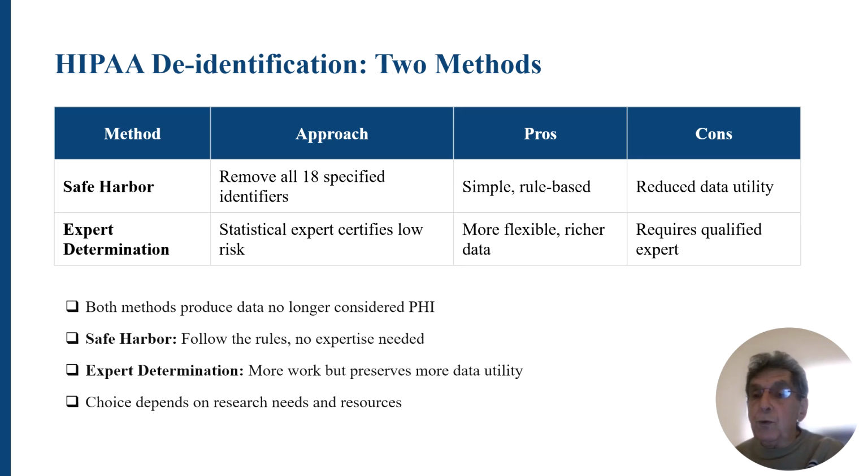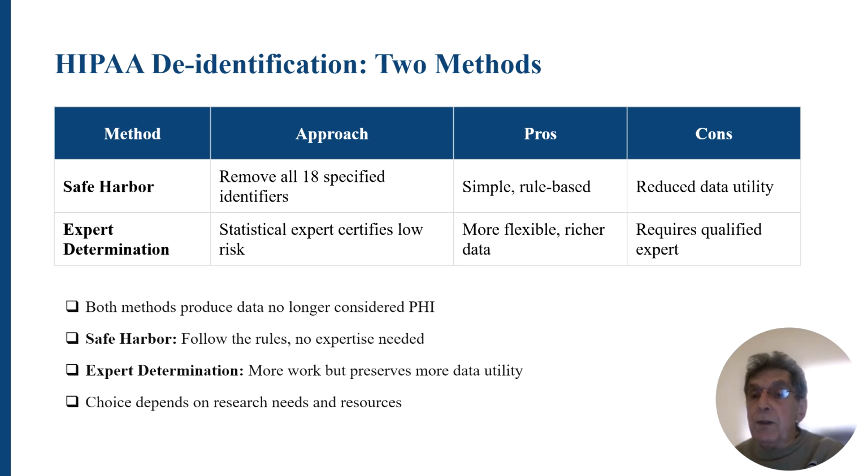The safe harbor method is rules-based. You remove all 18 specified identifiers from the data, and you have no actual knowledge that the remaining data could identify someone uniquely. If you follow the rules, you've achieved de-identification. The pros, it's very straightforward. Doesn't require special expertise. Anyone who can follow instructions can apply the safe harbor. The cons, you lose a lot of data utility. Removing all dates except year, for example, makes it impossible to study seasonal patterns or calculate time between events.